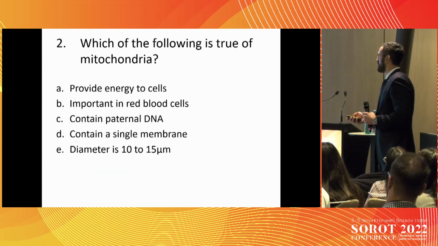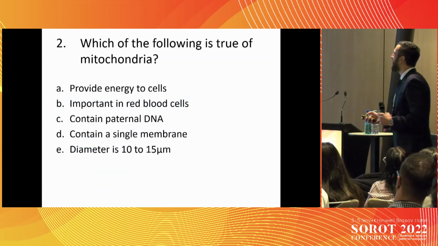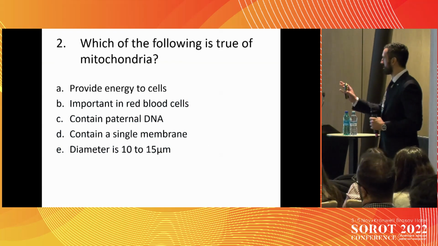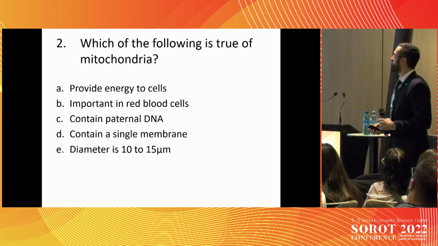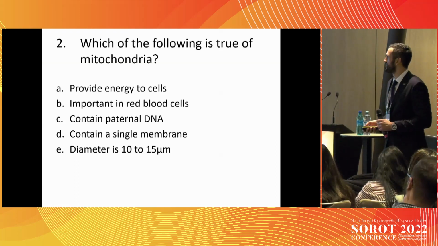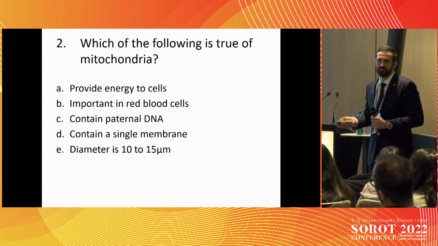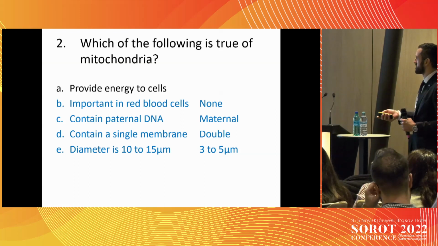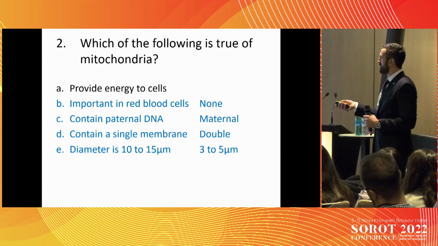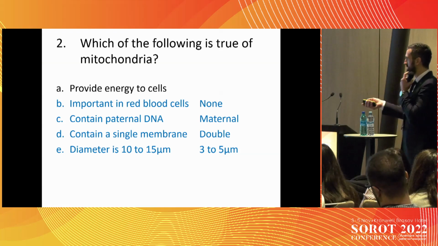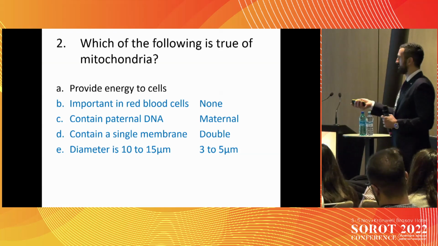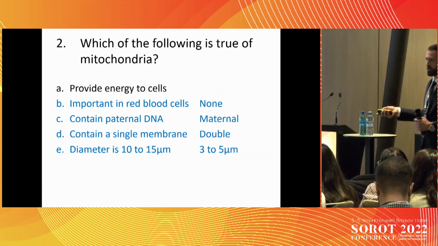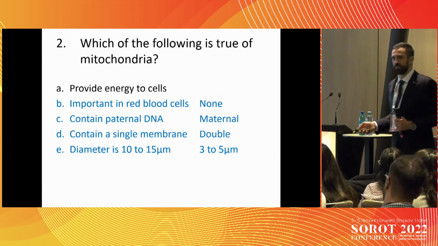I will just skip the first one because it's very unclear. So, which of the following is true for mitochondria? It's easy. We know it from the first year of medicine. They provide energy to the cell. They're important in red blood cells? There is no mitochondria in red blood cells. They contain paternal DNA? No, they contain maternal. They contain a single membrane? No, double. And diameter, I don't know who would know this, but okay.